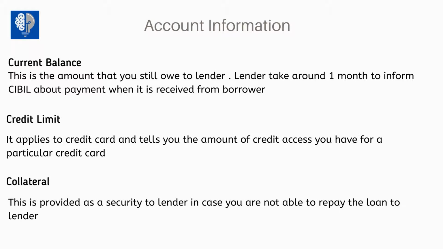Now we look at the seventh piece of information, which is the current balance. Current balance is the amount that you still owe to a lender. This information basically takes around 1 month, since the financial institution tells CIBIL that you have paid. So suppose you have taken a loan of 5 lakhs and you have paid 4 lakhs. 1 lakh you still owe. So that current balance will show 1 lakh. So that information comes here.